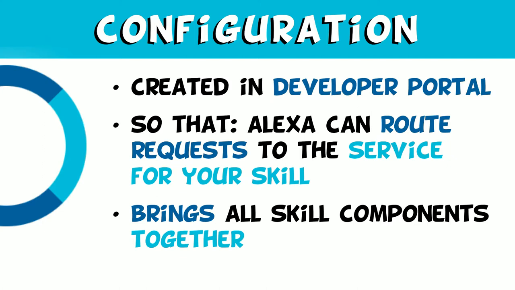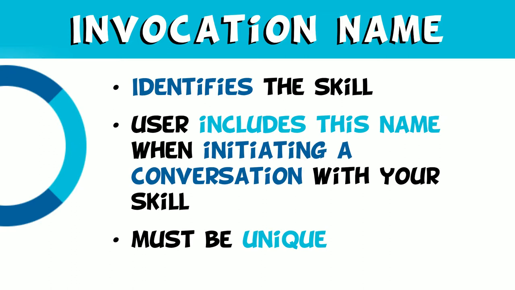So the first phase of our configuration, we're going to define our invocation name, the name of our skill, intents and utterances, which are part of our interaction model. And the configuration is just going to bring all these skill components together, and it's going to tell Alexa how to direct what Alexa is getting from the user into your application.